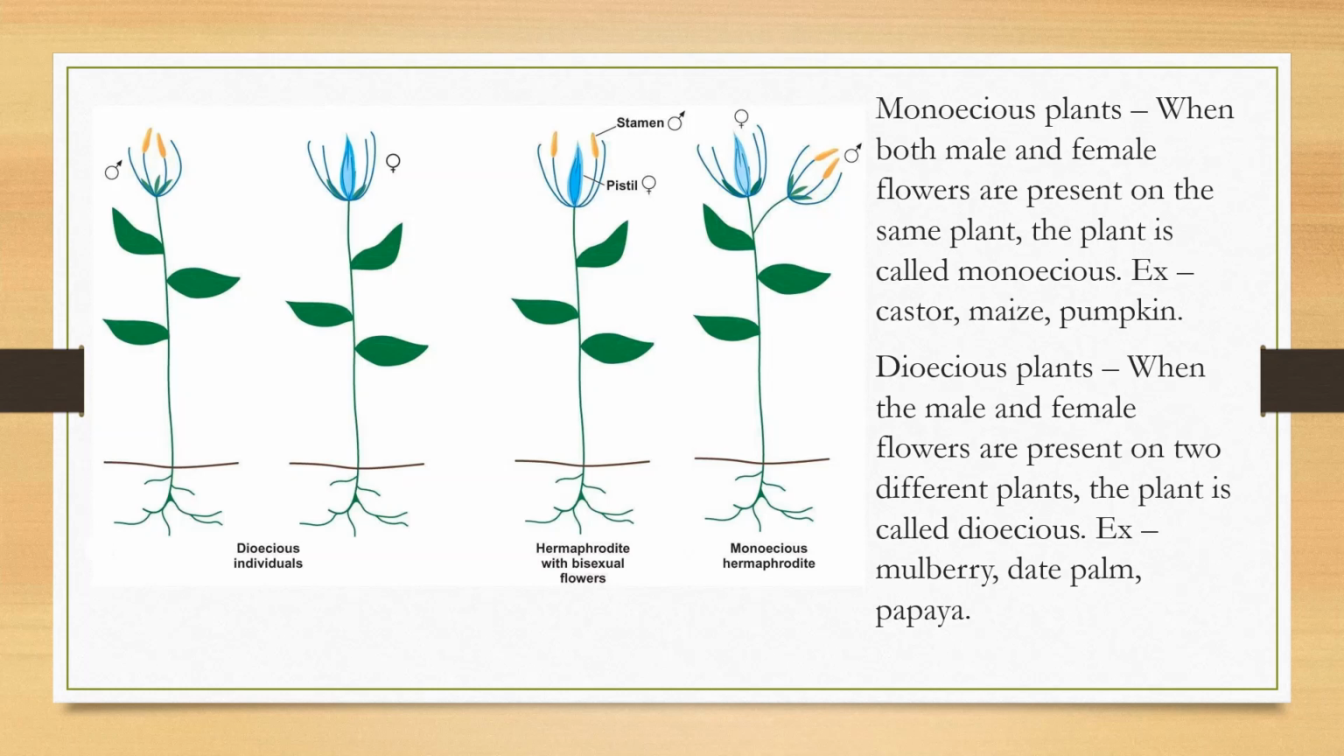But in dioecious plants, the male and female flowers are present on two different plants. So one separate plant has male flowers, and one separate plant has female flowers. So two types of plants are seen, one plant having male flowers, the other plant having female flowers. This kind of plants are called dioecious plants. But in monoecious plants, both male and female flowers are present in one plant.